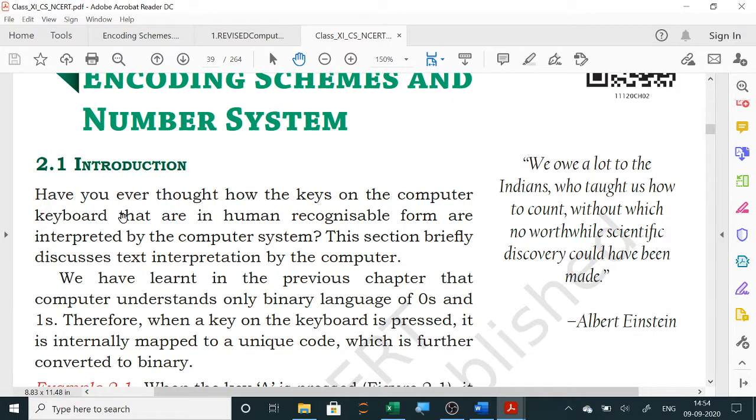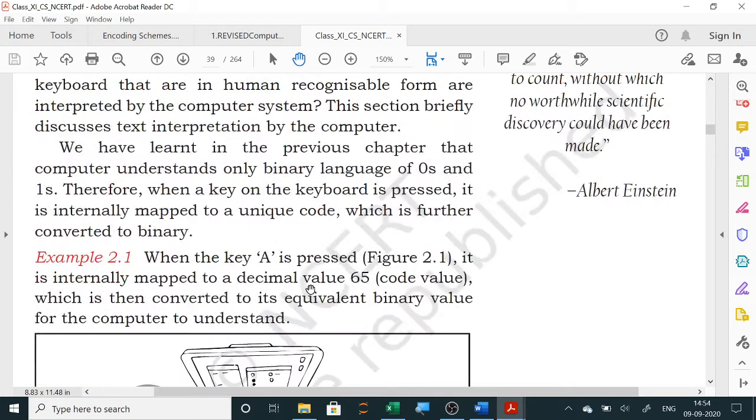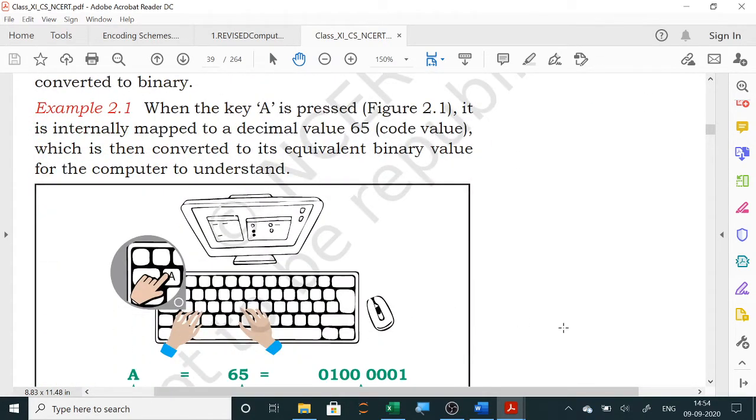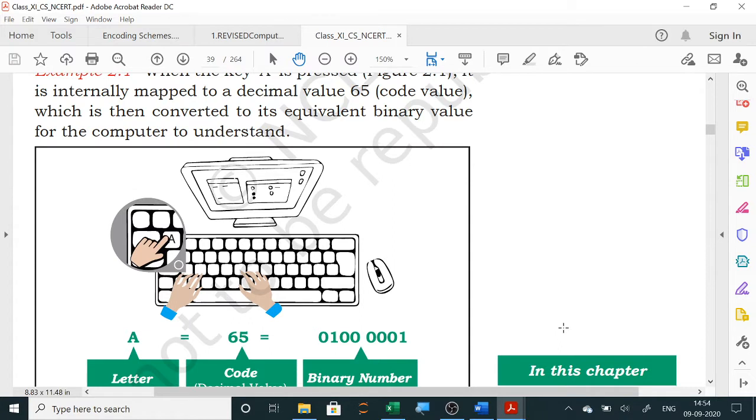So here, have you ever thought how the keys on the computer keyboard that are in human recognized form are interpreted by the computer system? This section briefly discusses text interpretation by the computer. We have learned in the previous chapters that the computer understands only the binary language of zeros and ones. Therefore, when a key on a keyboard is pressed, it is internally mapped to a unique code which is further converted to binary. When the key A is pressed, it is internally mapped to a decimal code value 65, which is then converted to its equivalent binary value for the computer to understand.